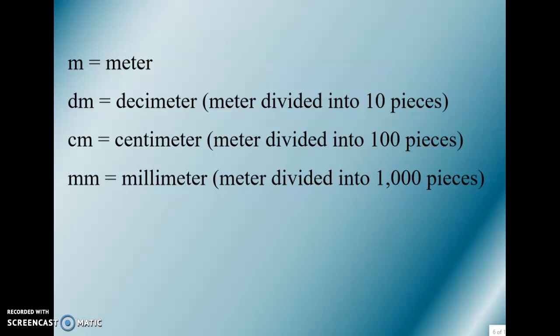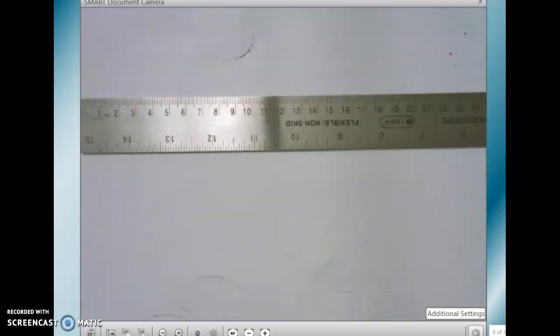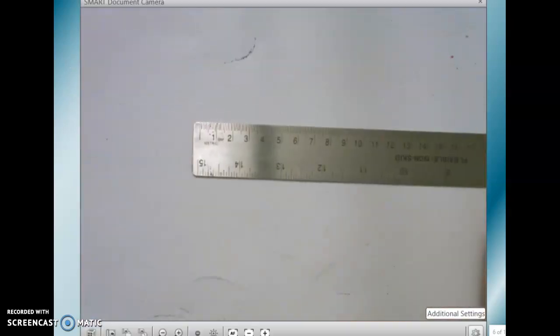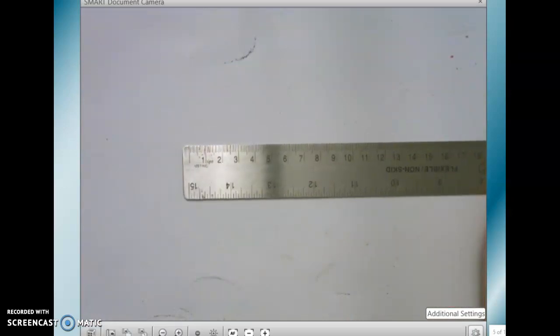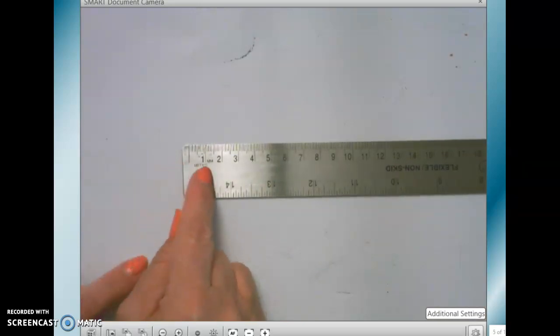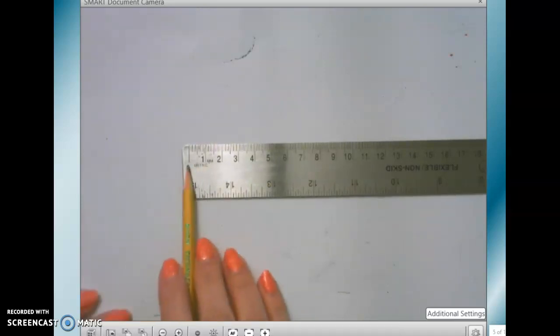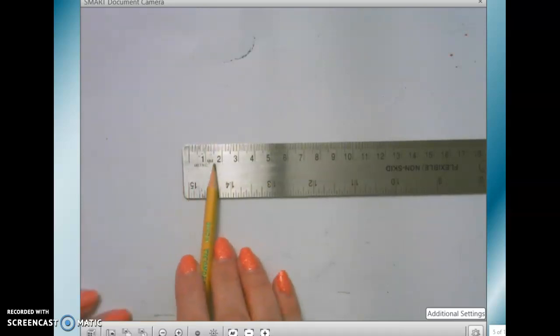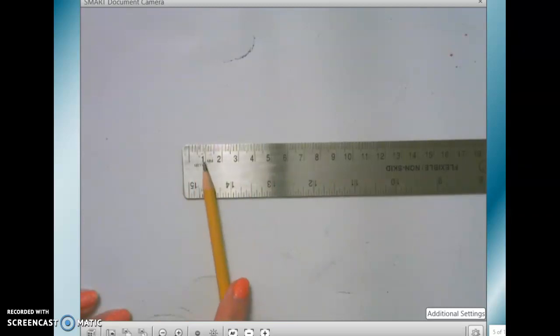Now let's go back and let me show you exactly how small that would be. So take a look at our metric measure here. Okay, now we're going to start this big line that represents 0. And from 0 to this number 1, let me use my pencil, it might be easier, from 0 to this number 1 is 1 centimeter. That's how big 1 centimeter is.